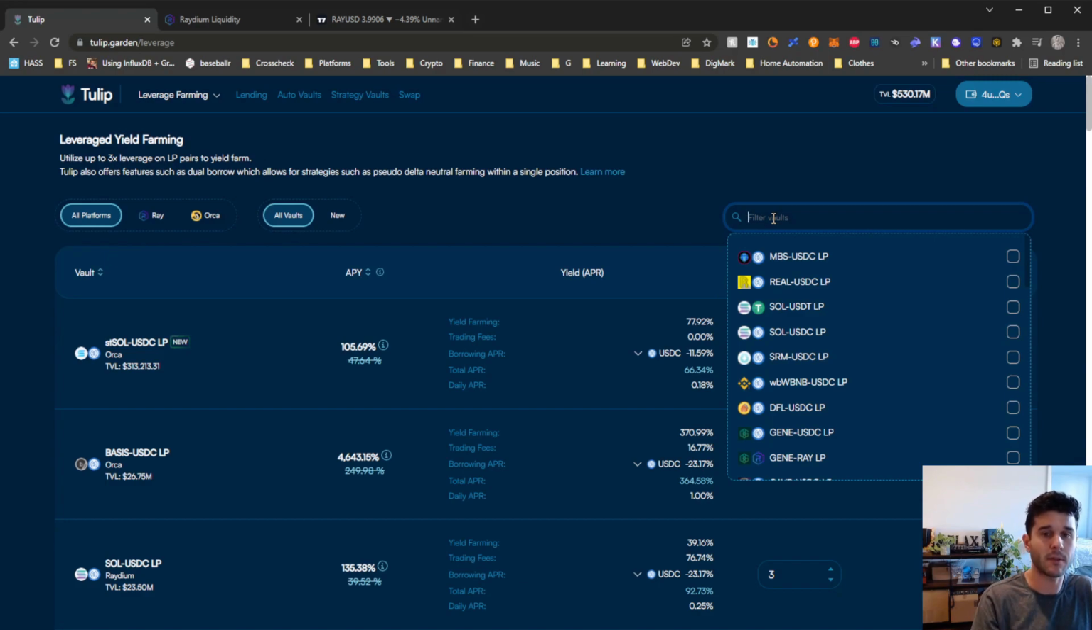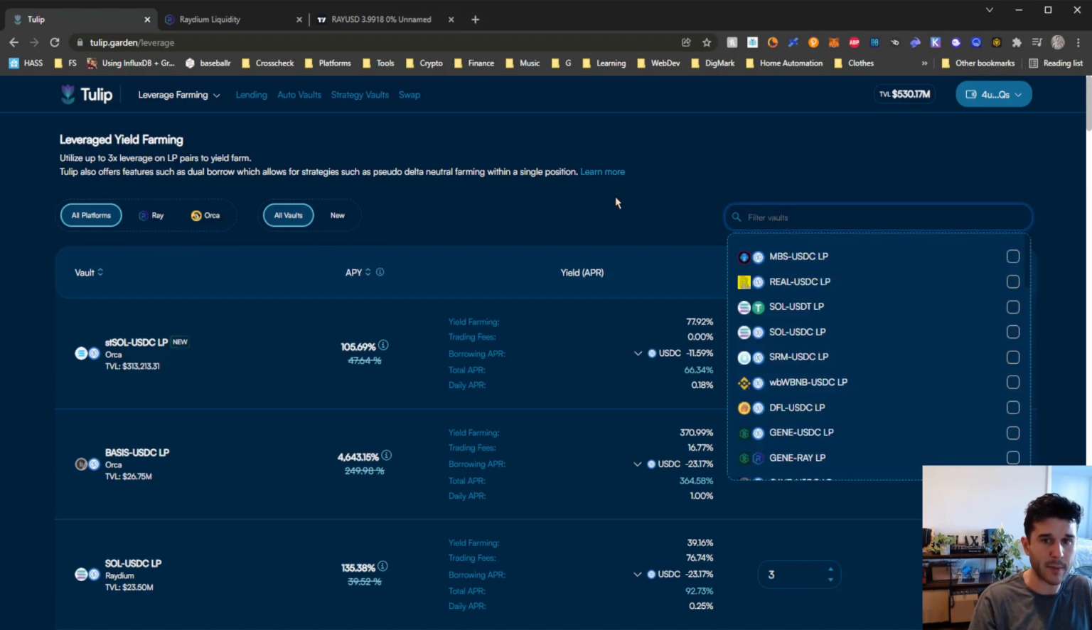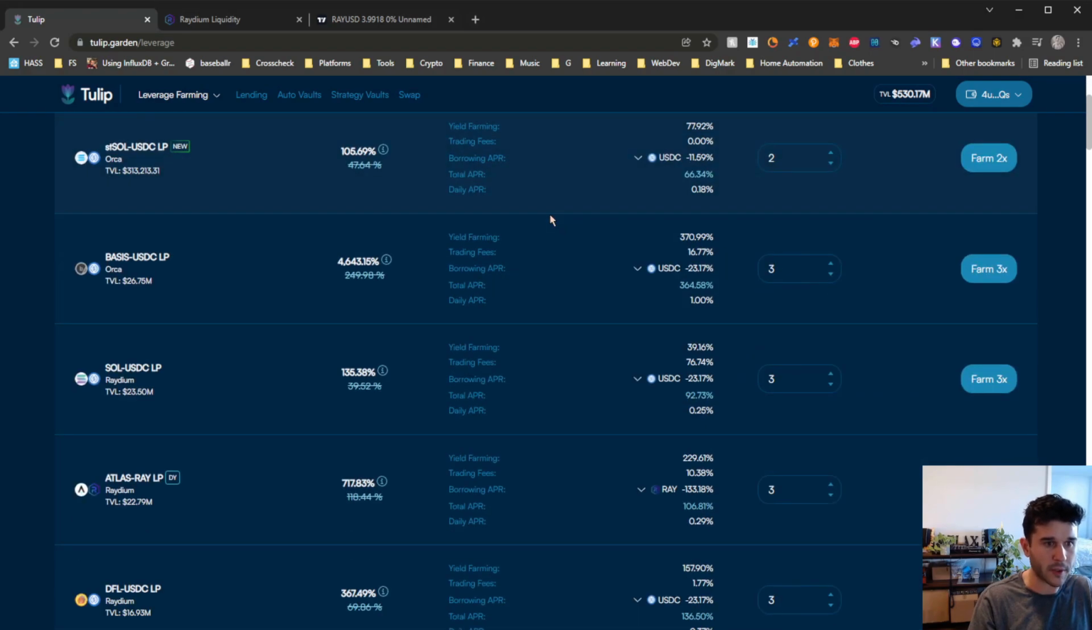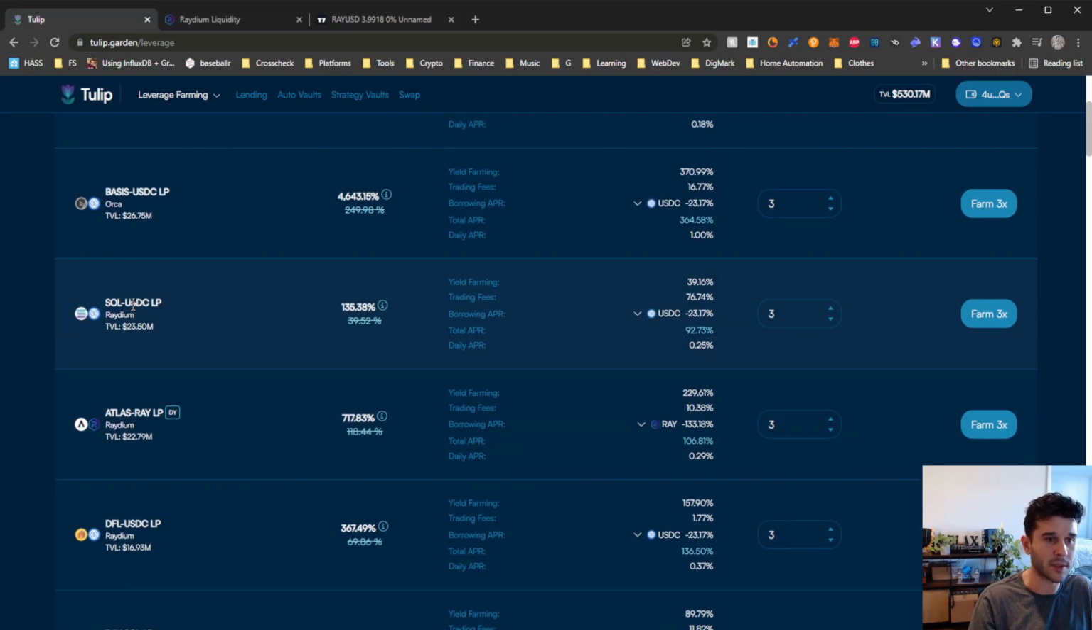Whenever you borrow something, you of course have to pay it back, and there is also a liquidation price that you tend to have to manage as well. So we're going to look at the Solana USDC pool to begin with, to kind of keep it simple.